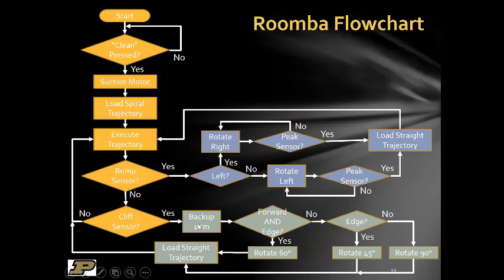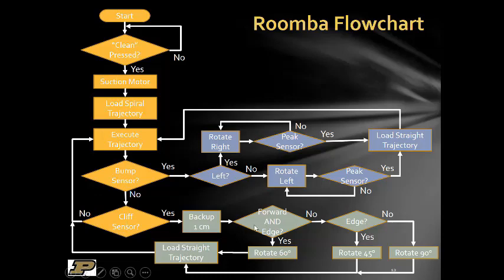The first thing it's going to do is back up 1 centimeter because it immediately wants to get away from whatever it is. And all the cliff sensors, of course, are in front of the wheel, so we know that backing up is safe. So you back up, and then you ask, do we have both the forward and the edge sensor? Are they both triggered? If that's true, we're going to rotate 60 degrees, load the straight trajectory, and take off executing again.